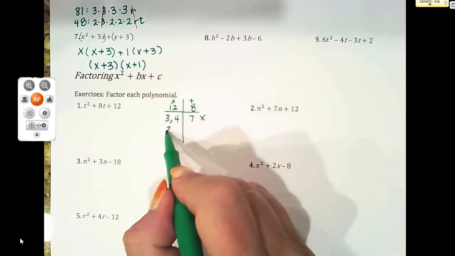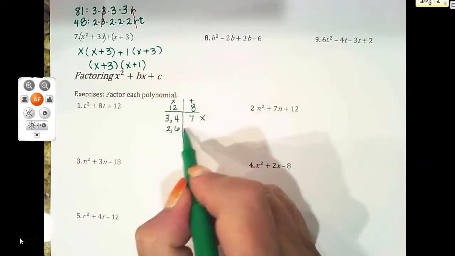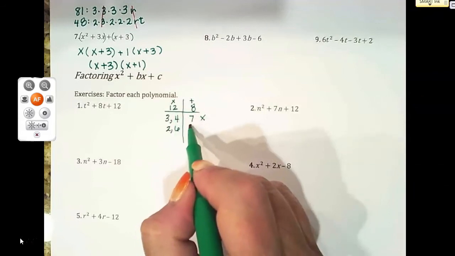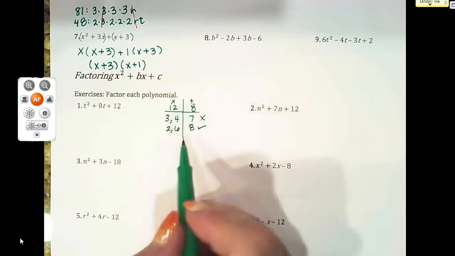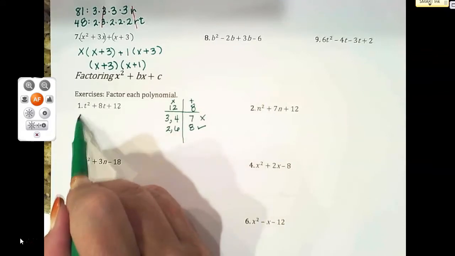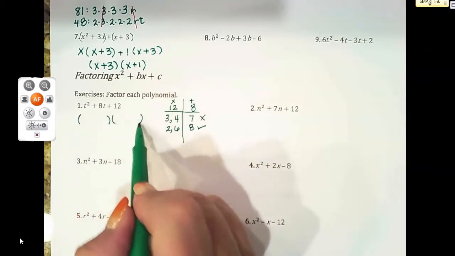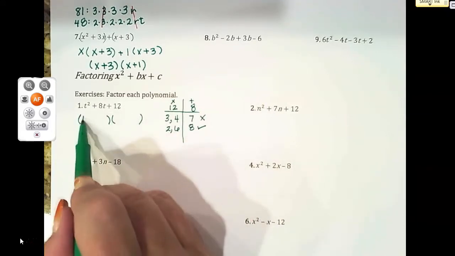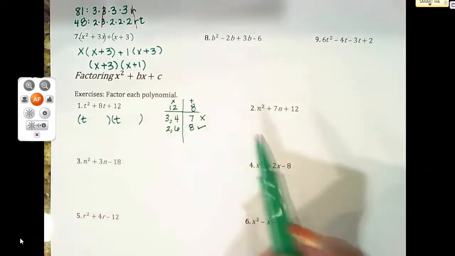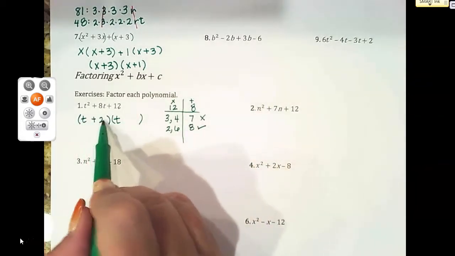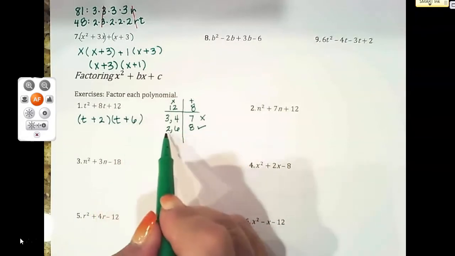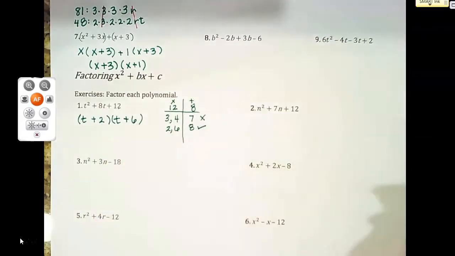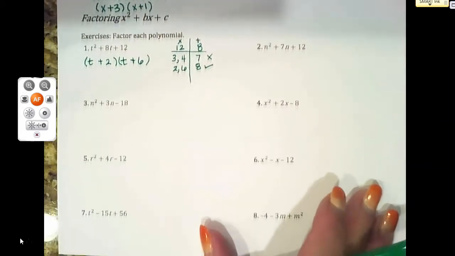And then eventually I find that 2 times 6 multiplies to equal 12, adds to equal 8, and so once I've found my combination, I can simply rewrite my polynomial as a product of 2 binomials using the positive 2 and the positive 6 in my binomials. And so that's going to change a little bit when your signs are different.